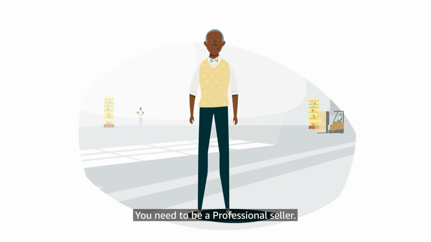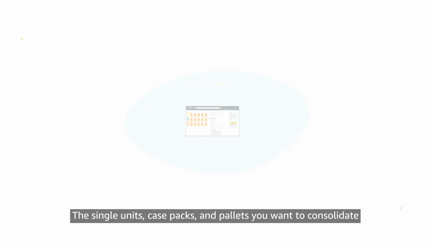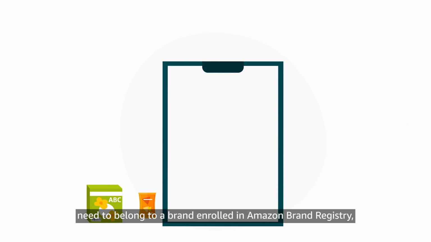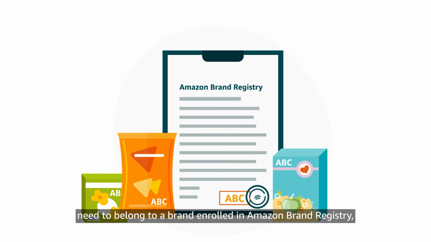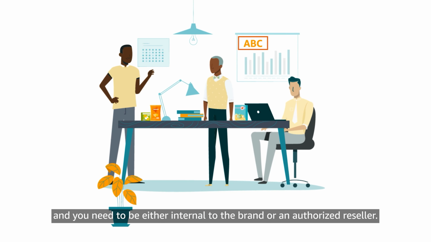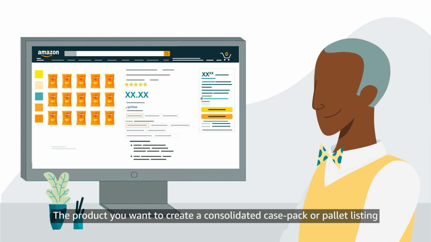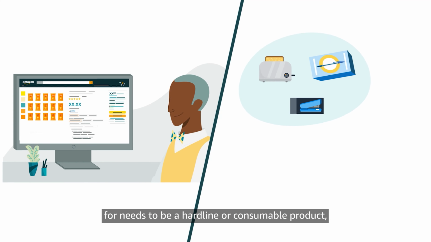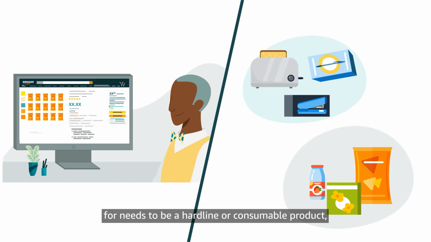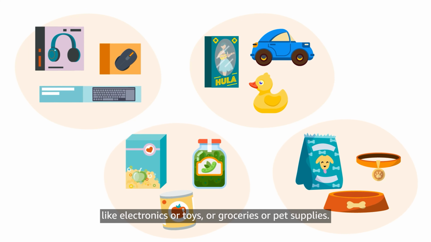You need to be a professional seller. The single units, case packs, and pallets you want to consolidate need to belong to a brand enrolled in Amazon Brand Registry. And you need to be either internal to the brand or an authorized reseller. The product you want to create a consolidated case pack or pallet listing for needs to be a hardline or consumable product, like electronics or toys, or groceries or pet supplies.